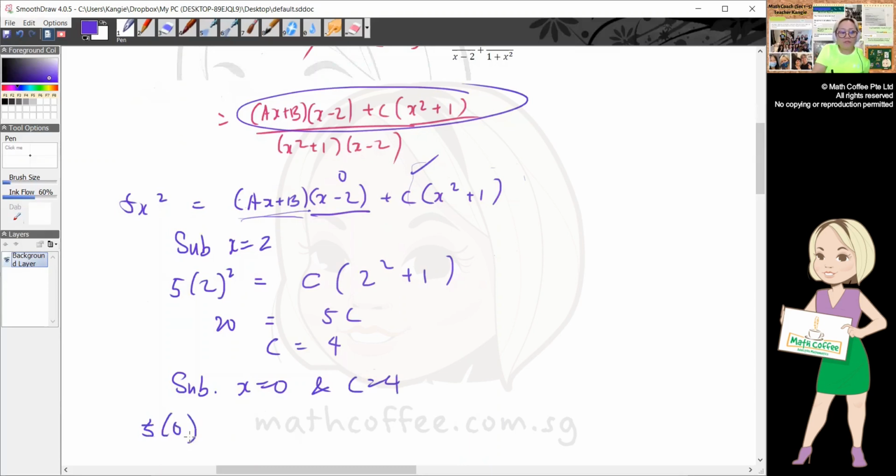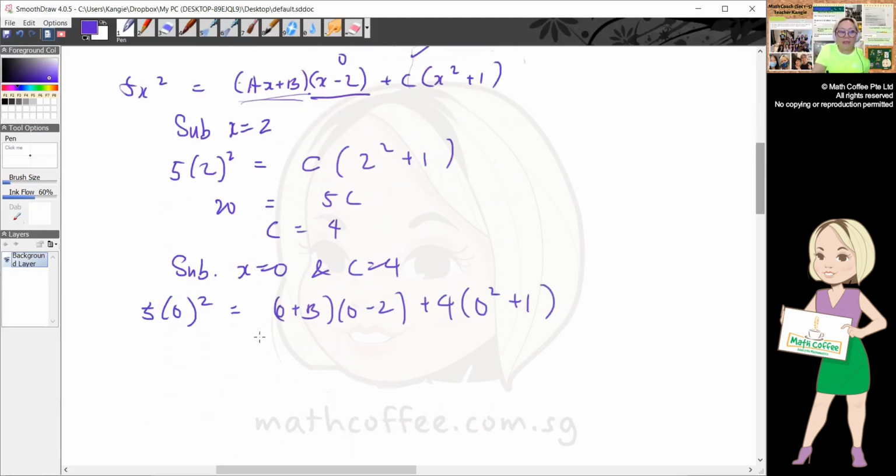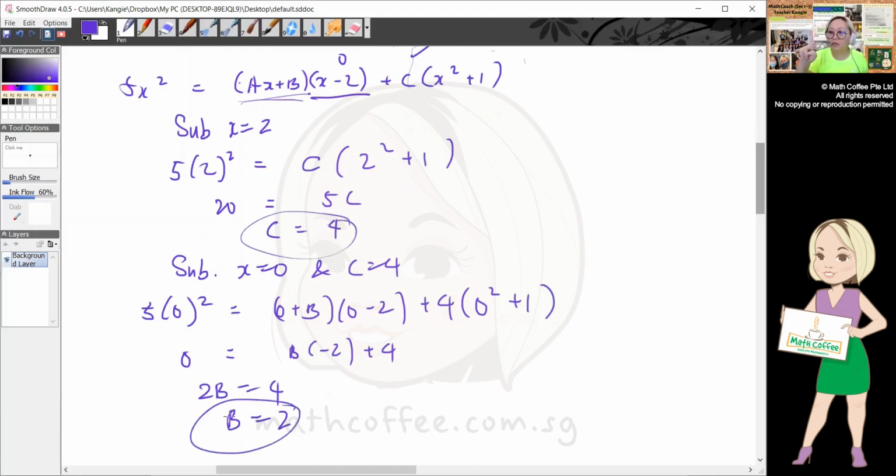I have 5 times 0 squared equals a times 0, that means I will have 0 plus b, times (0 minus 2), plus 4 times (0 squared plus 1). And then I am having just 0. This is b times negative 2. So it's b minus 2. This one is 1 times 4, plus 4. So I end up having 2b equals 4. My b equals 2. So you see, I solved both b and c. I'm only left with one unknown, which is a.